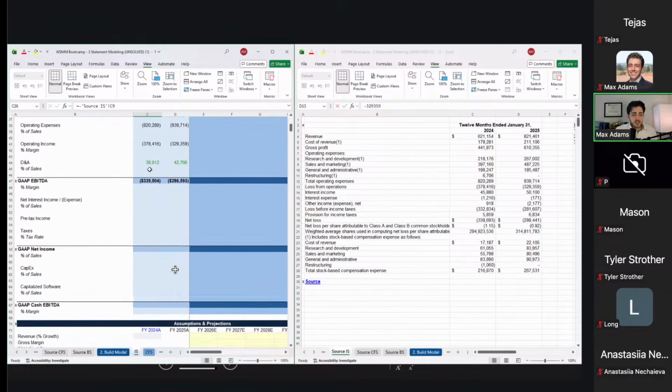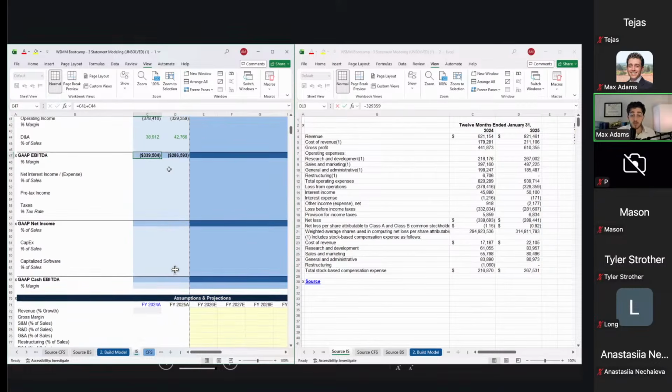And so then that gets us to our EBITDA, and we've got to go below the line to try and figure out how we get to net income. Okay, so next up, we've got net interest income and expense. And so what is this going to involve? Let's go look at the income statement down here and think about what this should be.